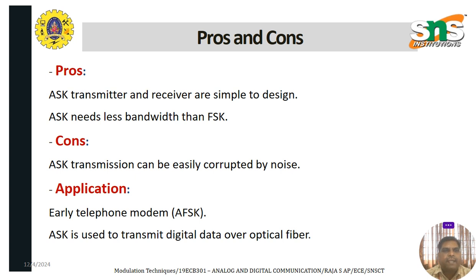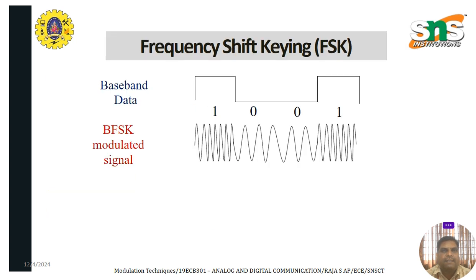ASK needs less bandwidth than FSK. The main drawback of ASK is that the transmission can be easily corrupted by noise, because we concentrate only on amplitude, and amplitude consists of more noise compared to phase and frequency. The applications of ASK: early on it was used in telephonic modems, and ASK is also used to transmit digital data over optical fiber. Next method is frequency shift keying.